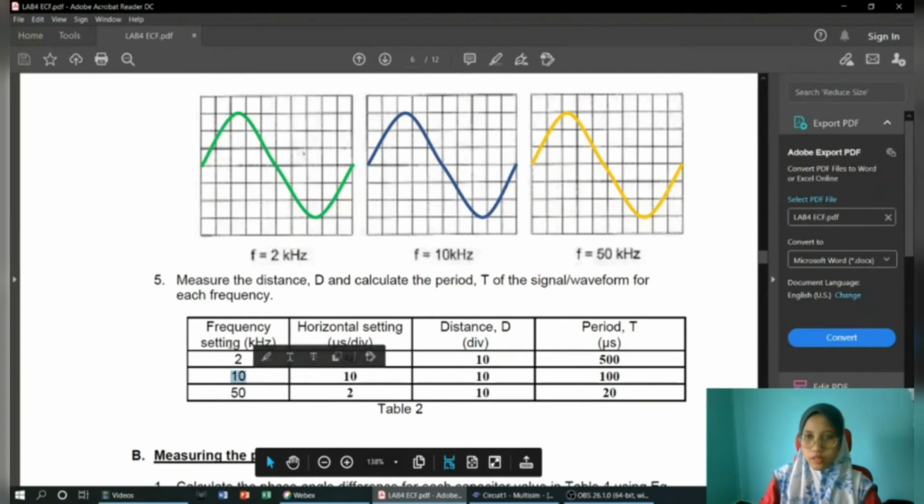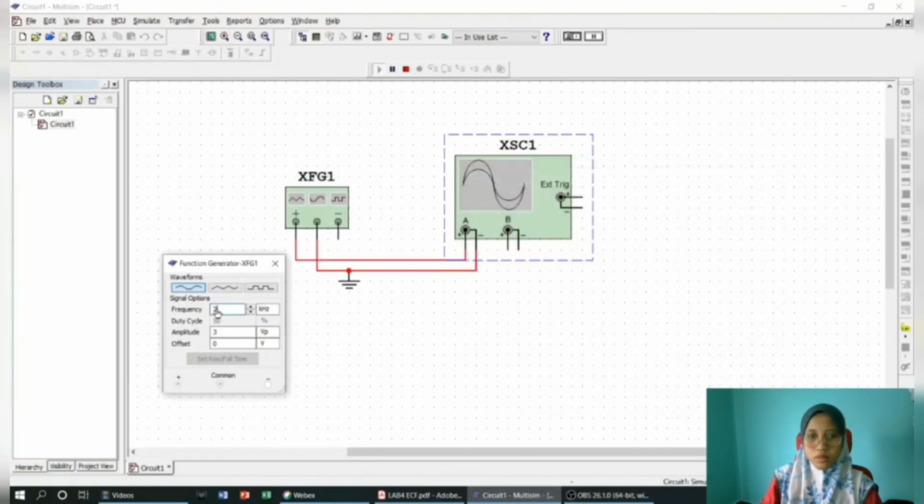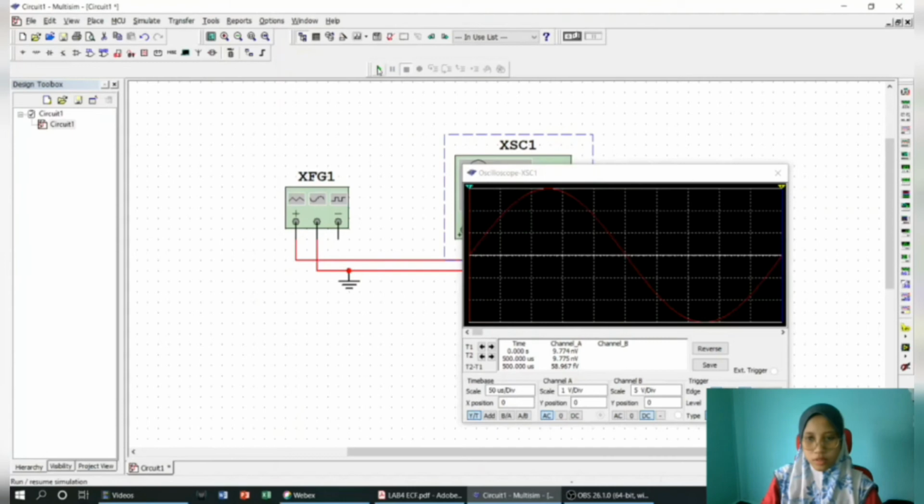We need to set frequency to 10 kHz. Start and run again. As usual, we need to change the time scale. The period we got for this waveform is 100 milliseconds.